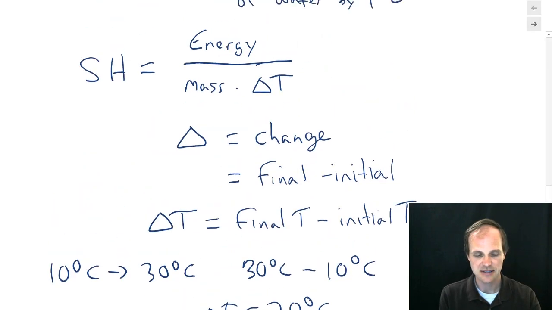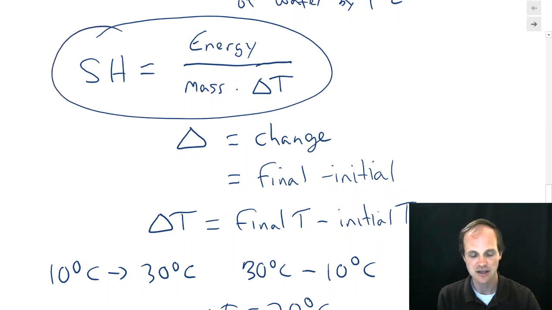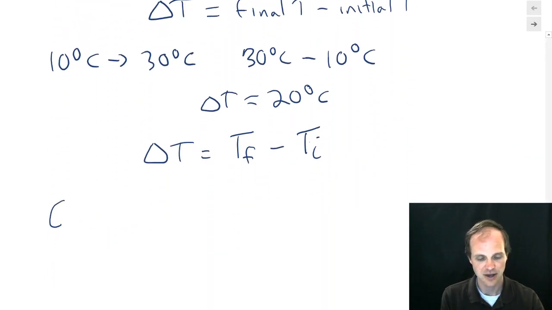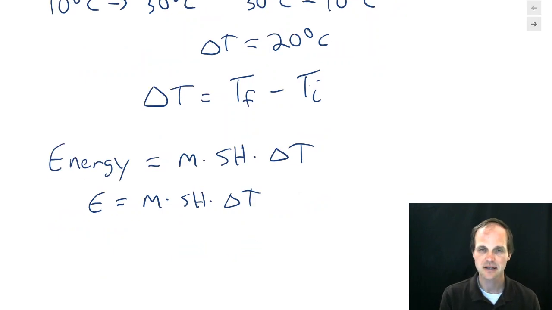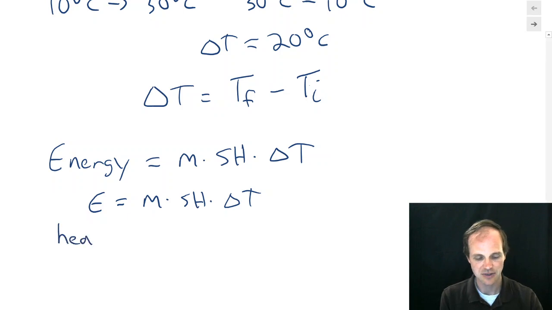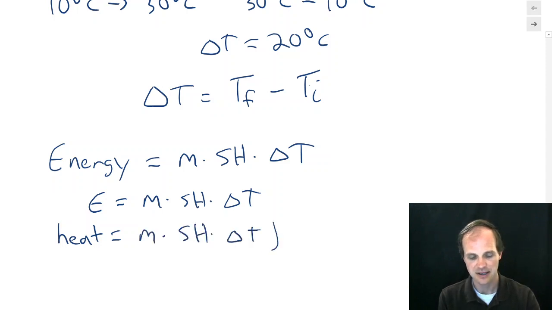So we're going to use this definition of specific heat as energy over mass times delta T. And what we're going to do is change it around and solve it for energy. I'm not going to show every step. I'm just going to show the answer here. The energy is going to be mass times specific heat times my change in temperature. And sometimes people will just say E equals mass times specific heat times delta T. And in this class, we're going to interchange heat and energy because that's how we experience most energy in this class, as heat. And so we're going to say heat is mass times specific heat times delta T.